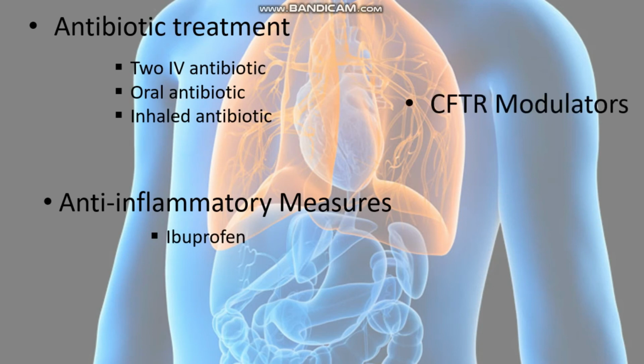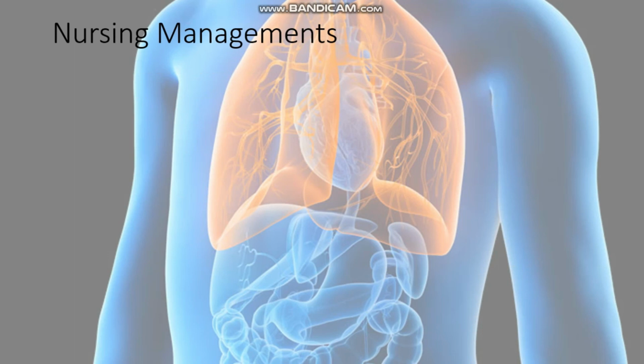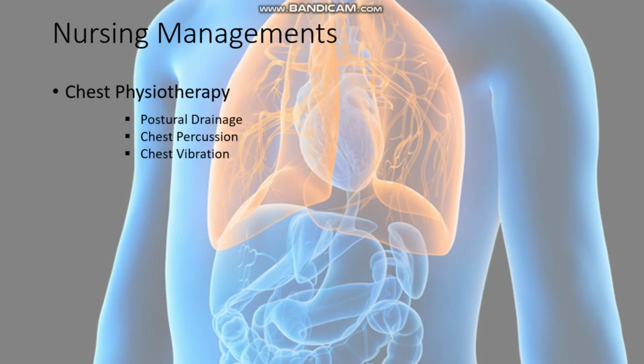CFTR modulators are a new class of drugs and help to improve functions of the defective CFTR protein. This includes ivacaftor and lumacaftor. As the pulmonary deterioration advances, supplemental oxygen is used to treat the progressive hypoxemia that occurs with cystic fibrosis. Some of the nursing management includes chest physiotherapy, such as postural drainage, chest percussion, and chest vibration. Breathing and coughing exercises are also practiced with the client.